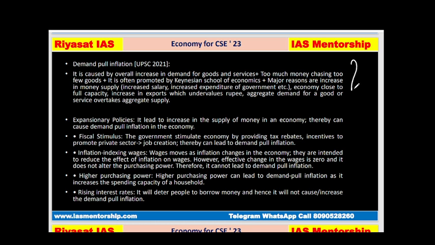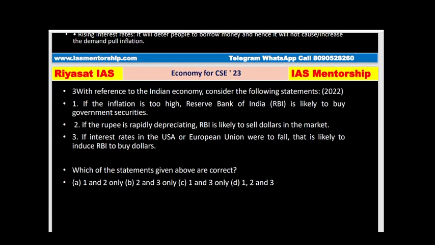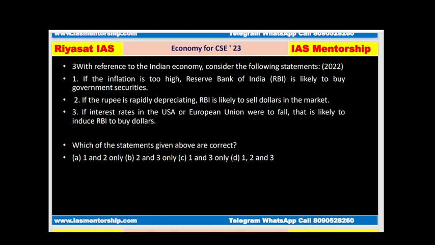This I have already given you, demand pull inflation, and I have explained to you also. I have already explained inflation indexing wages. Basically, all the description is written here related to the options. You can go through it. Clear? Fine. I will be providing you the PDF. Don't worry. The PDF will be there in the description box. You can download it and refer it for your reference.